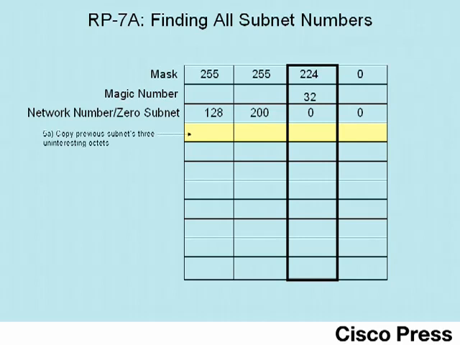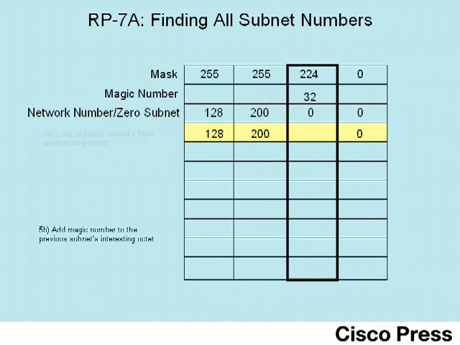In step 5, you start out by copying the 3 boring octets, the ones that are outside the box, down to the next subnet number. Then you add the magic number to the previous subnet number's interesting octet's value. Visually, you just take the magic number 32 that you see there, add it to 0 in this case, which gives us a value of 32 in the interesting octet of the next subnet number. So as you see here, the next subnet number is 128.200.32.0.